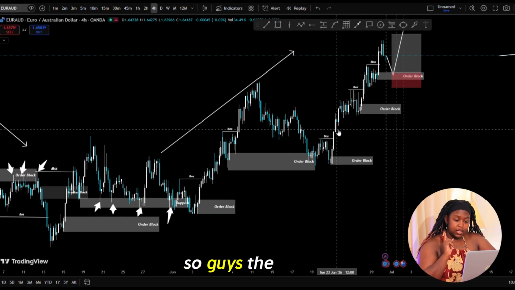So guys, the next part of market structure, I'll be diving into market structure based on entries on the lower time frame.